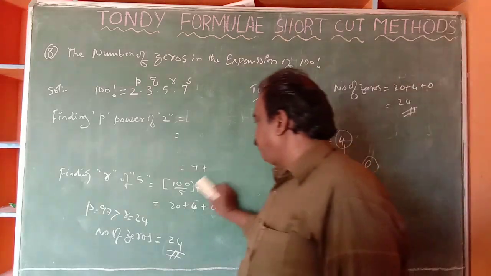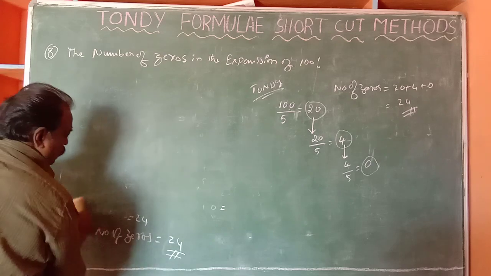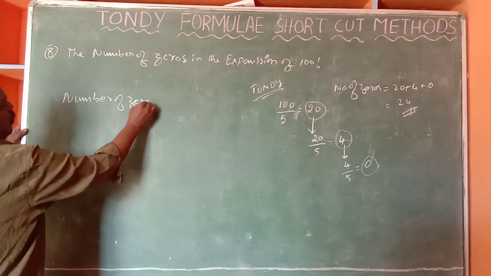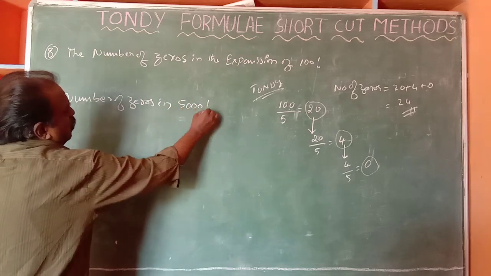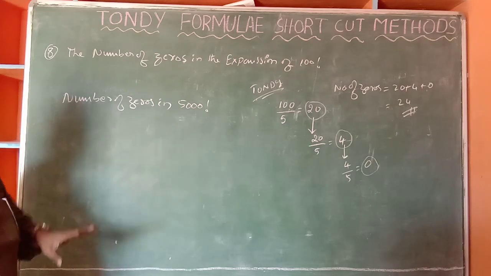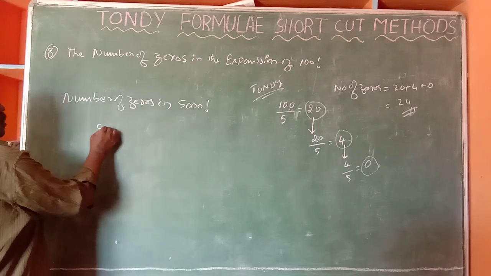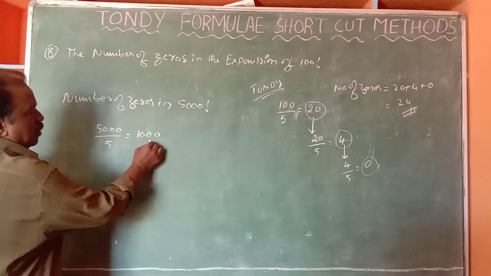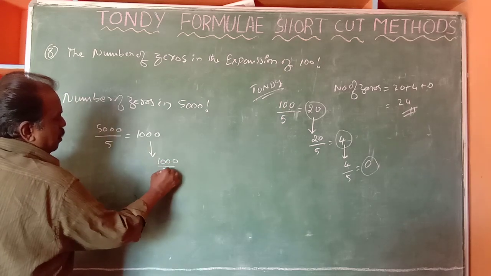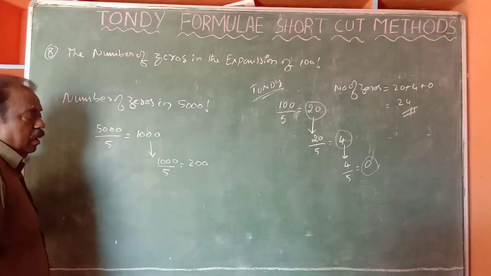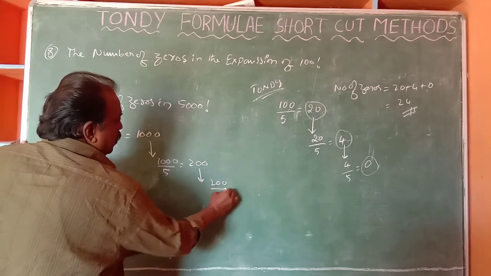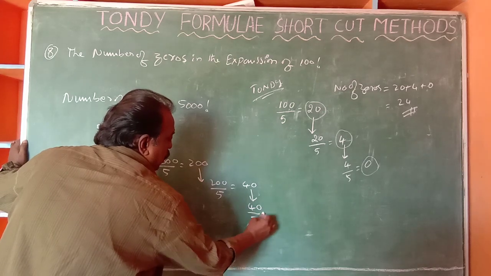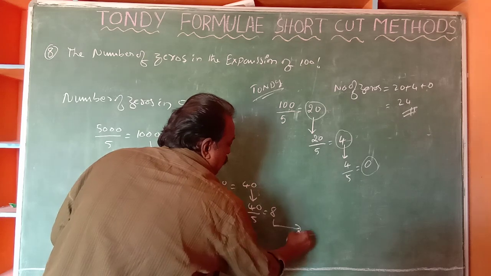One more example, we will solve it. The same question: the number of zeros in 5,000 factorial. The answer is 5,000 by 5 only, that is 1,000. I am using the Tondy formula. And this 1,000 again divided by 5 is 200. And this 200 again divided by 5 is 40. And this 40 again divided by 5 is 8.